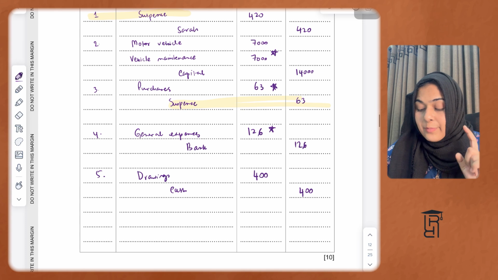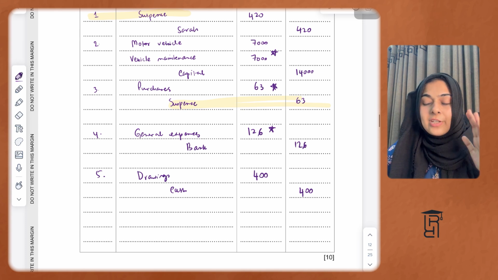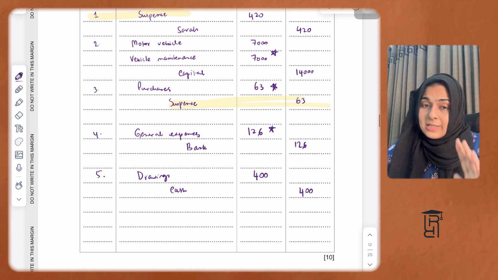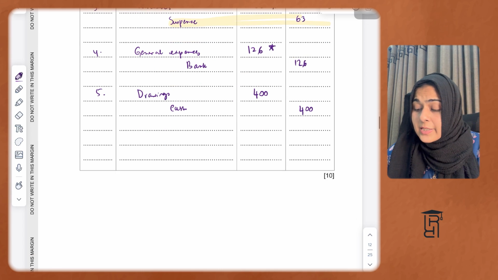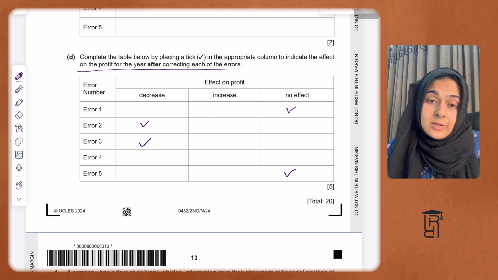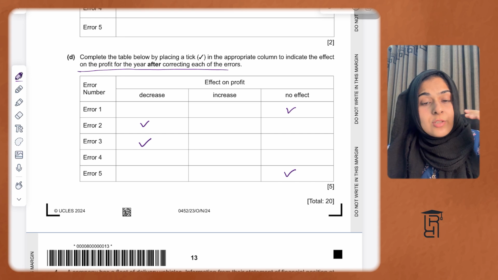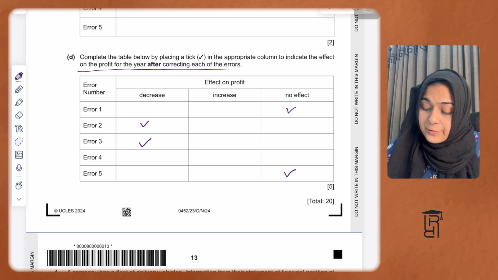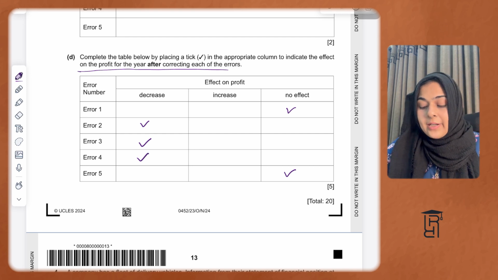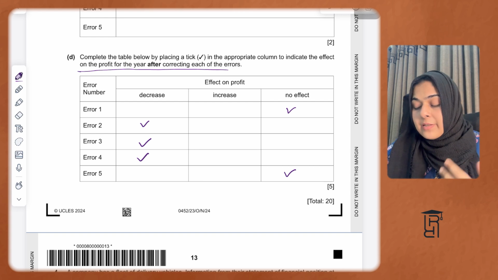And then for error number 4, general expenses is being debited. When general expense is being debited, that means an expense is increasing. When expense increases, profit decreases. If you're debiting an expense, that means you're increasing an expense, so when expenses increase, your profit should decrease. So yes, error number 2 and 3 and 4, all three of them will have a decrease effect on profit.